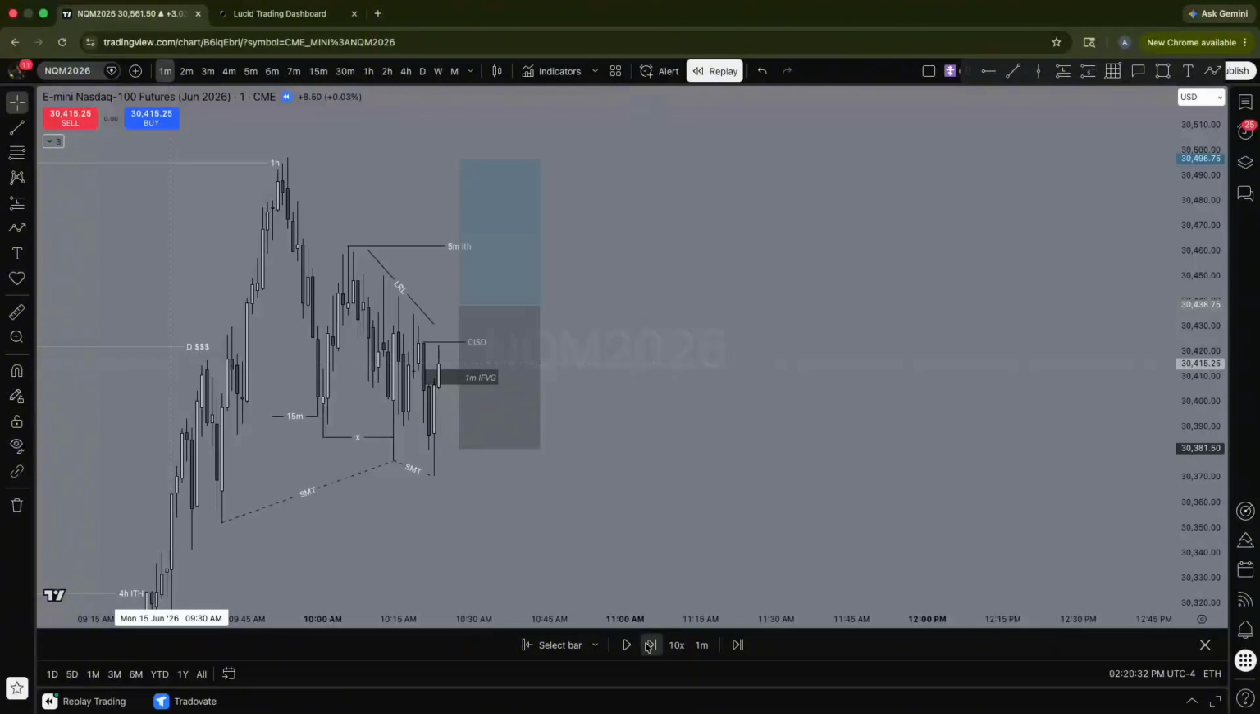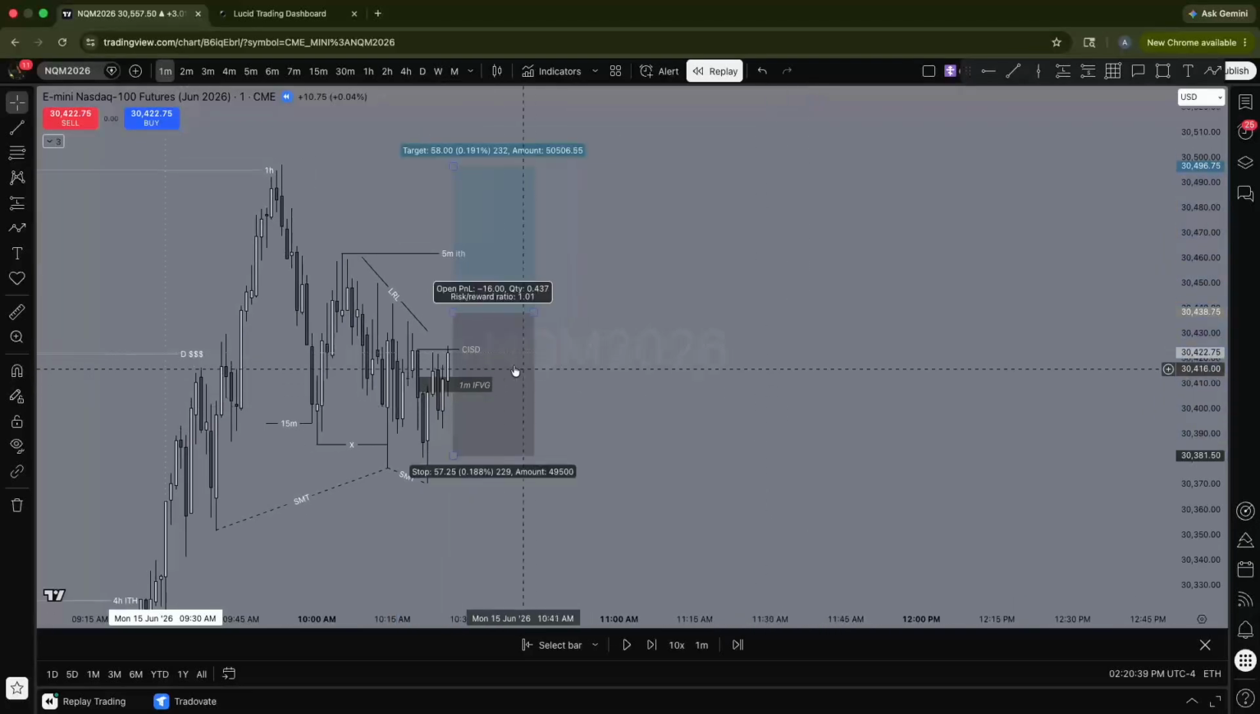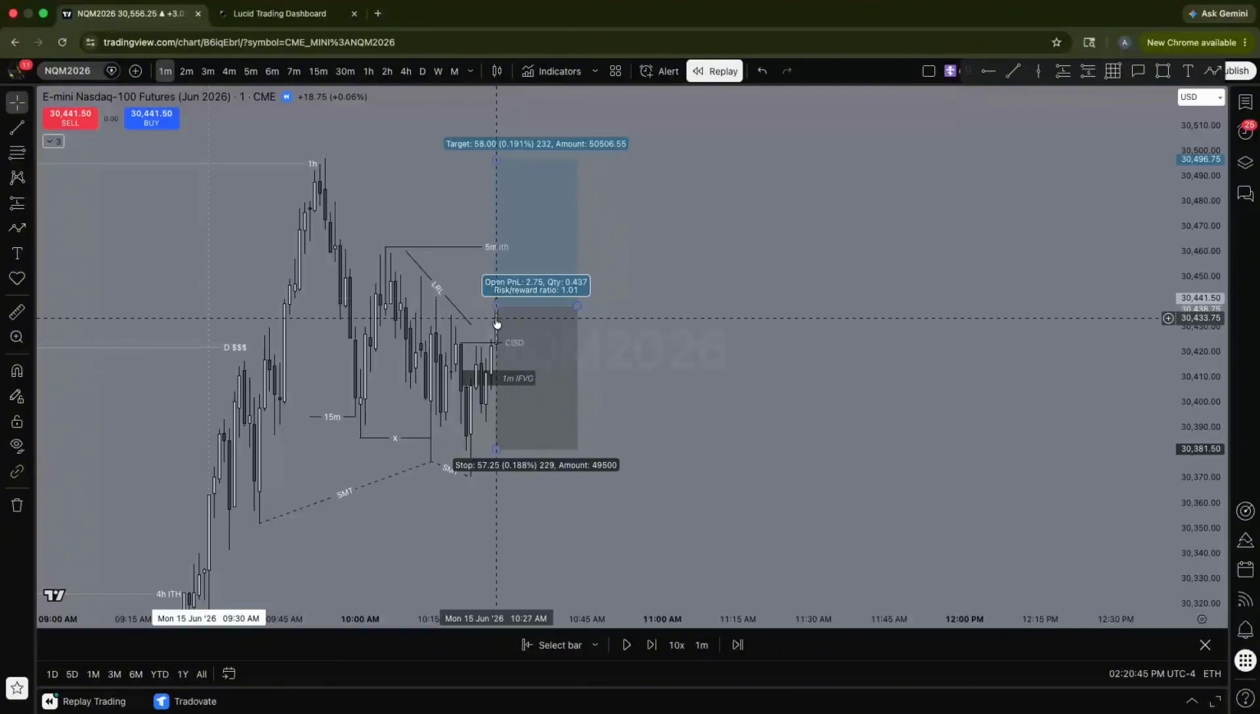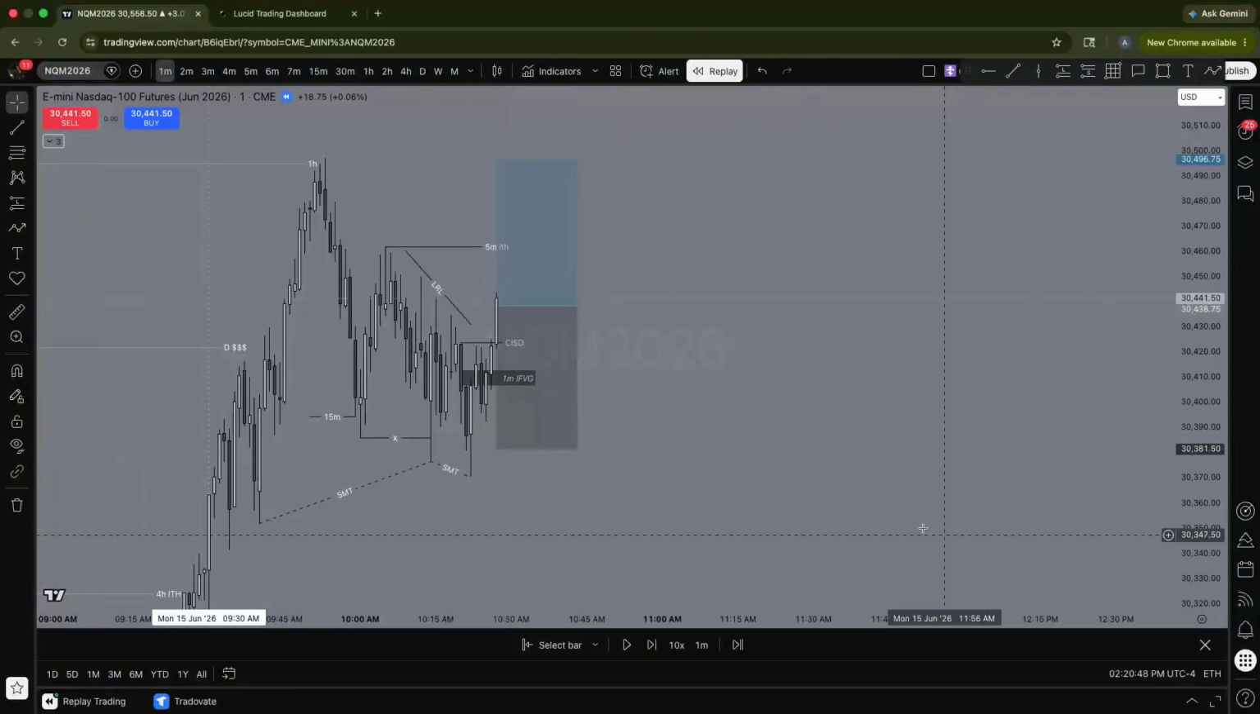So what did I do? I got the CISD right there. Now technically I could have taken it off this one, right? Because that would have been more confirmation. I didn't realize that at the time. I wanted this candle to get body, and by that time it was 10:27, right? So I got filled around here.